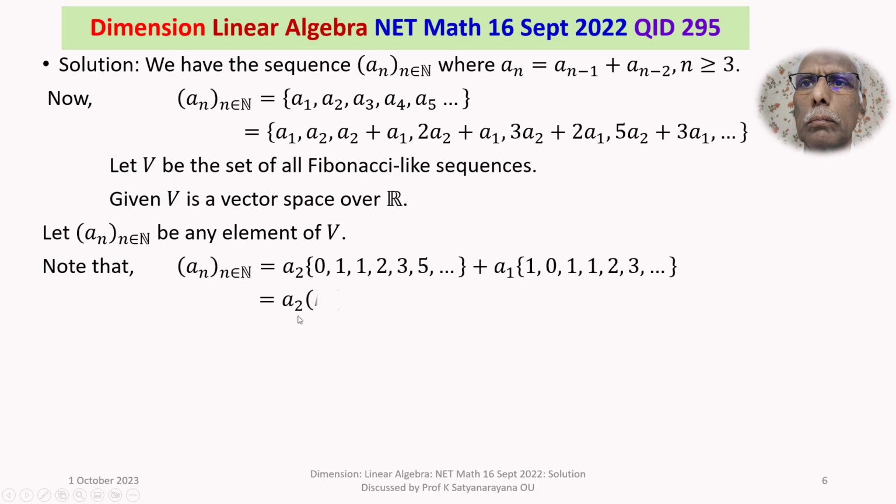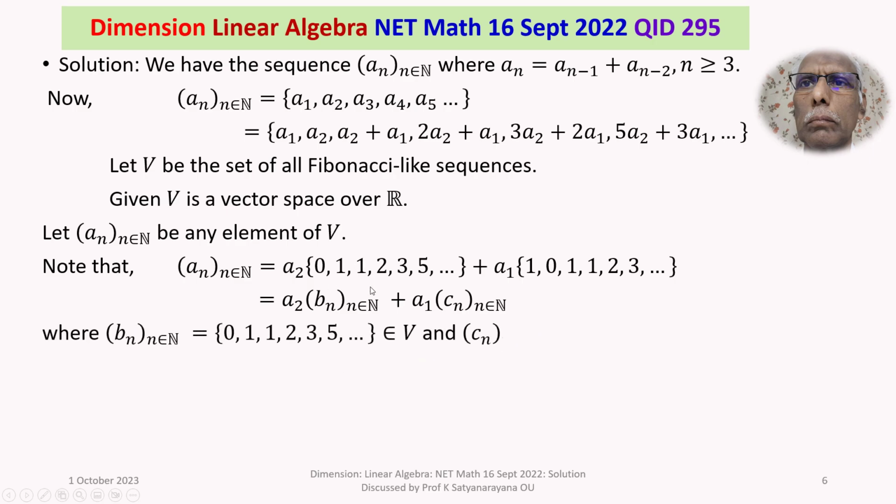So that is equal to A2 multiplied by, we call this sequence the sequence Bn, plus A1 multiplied by this sequence, the sequence Cn. So A2 multiplied by the sequence Bn plus A1 multiplied by the sequence Cn, where Bn is this sequence and Cn is this sequence. Agreed. So what have we proved?